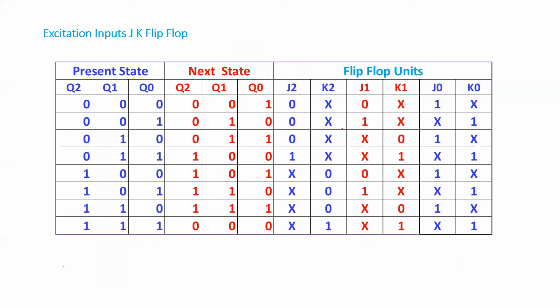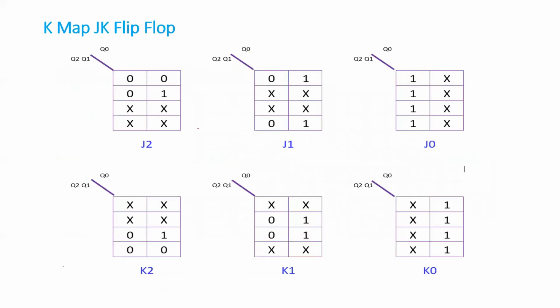Now things are quite simple. You are supposed to have 6 K maps corresponding to J2, K2, J1, K1, J0, K0. So the first step is your states, second is listing the states, third is the excitation table, and fourth is getting that into this particular format. Now we are going to solve it for K maps. So K maps are like this. You will solve it for your requirement.